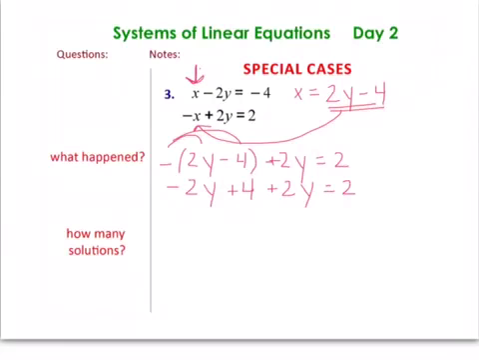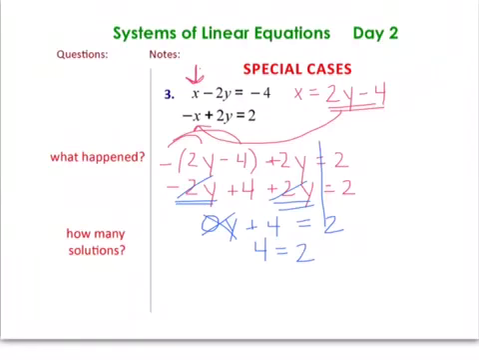Well, I have some like terms and they're on the same side of my equal sign. Negative 2y plus 2y. Well, what's negative 2 plus 2? Isn't that just 0y plus 4 equals 2? And isn't 0y just 0? So these actually canceled each other out, and I'm left with 4 equals 2. Well, does 4 equal 2? Nope, 4 never equals 2.